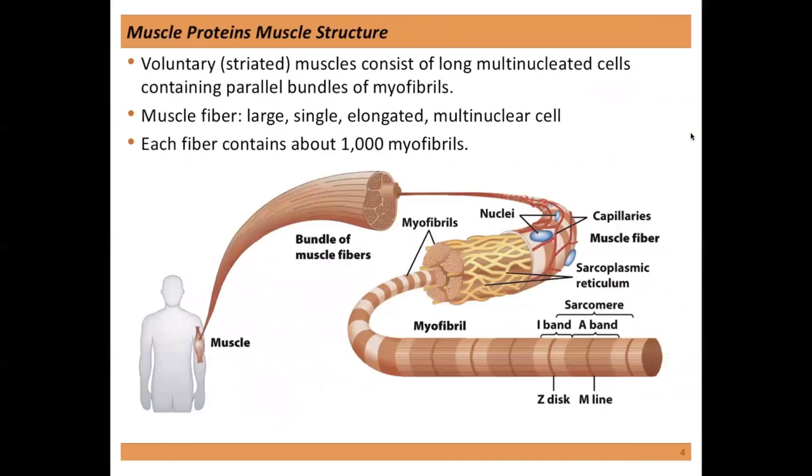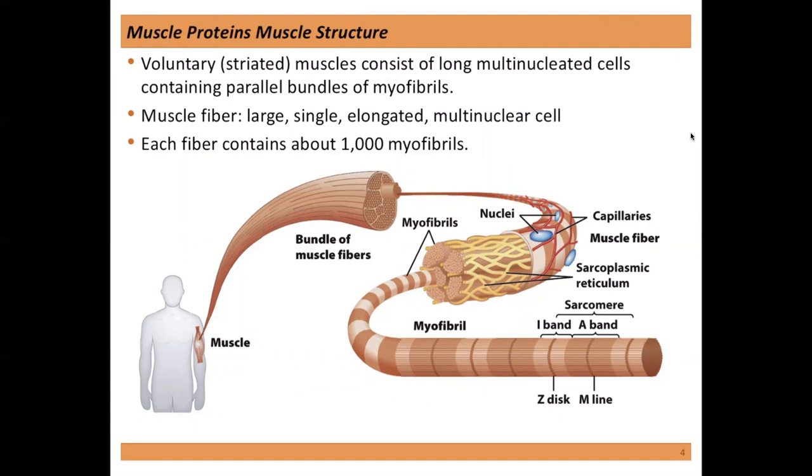Okay, so like I said, there's lots of structure and details when we start talking about muscle proteins, and you can just see that here. So you've got a muscle, and that muscle is made up of bundles of muscle fibers. That bundle of muscle fibers is made up of myofibrils. Around those myofibrils, you have capillaries, and you have nuclei, and all sorts of things, but we want to just get down to this myofibril level.